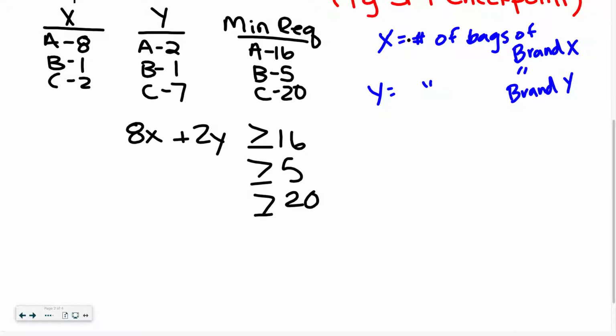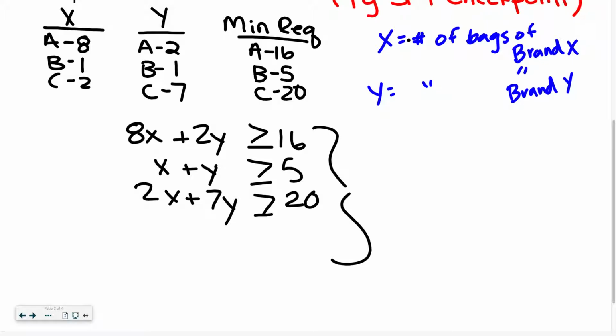Okay. So notice when you use an organizational system like a table, all those numbers are in the same row together. And then my next one would be X plus Y must be greater than or equal to 5. So clearly, in this one, I know that I have to at some point buy at least 5 bags. Whether it's brand X or brand Y could depend on the other nutrients. But because they each have one nutrient B, I have to have 5 bags to meet the pet owner's requirements. And then 2X plus 7Y. Okay.